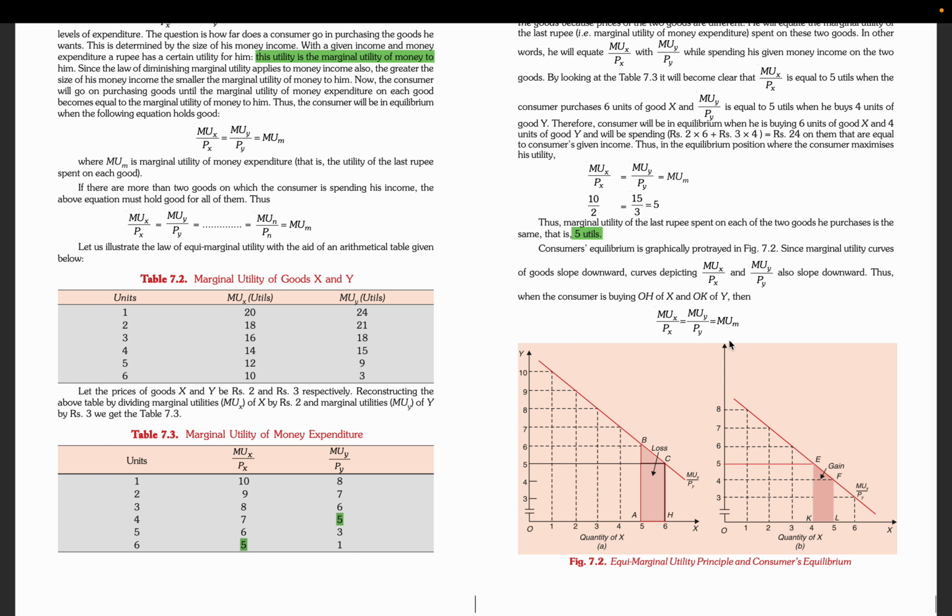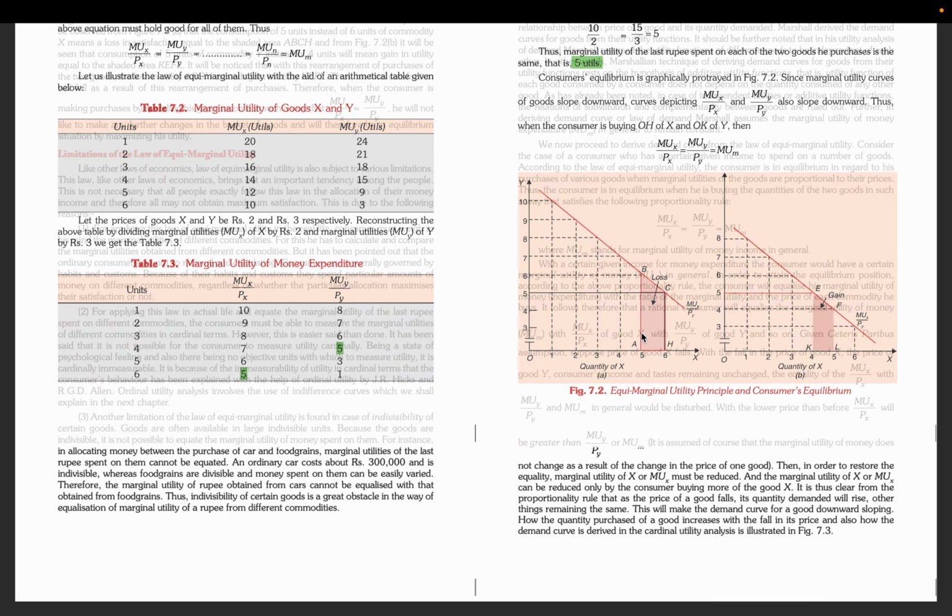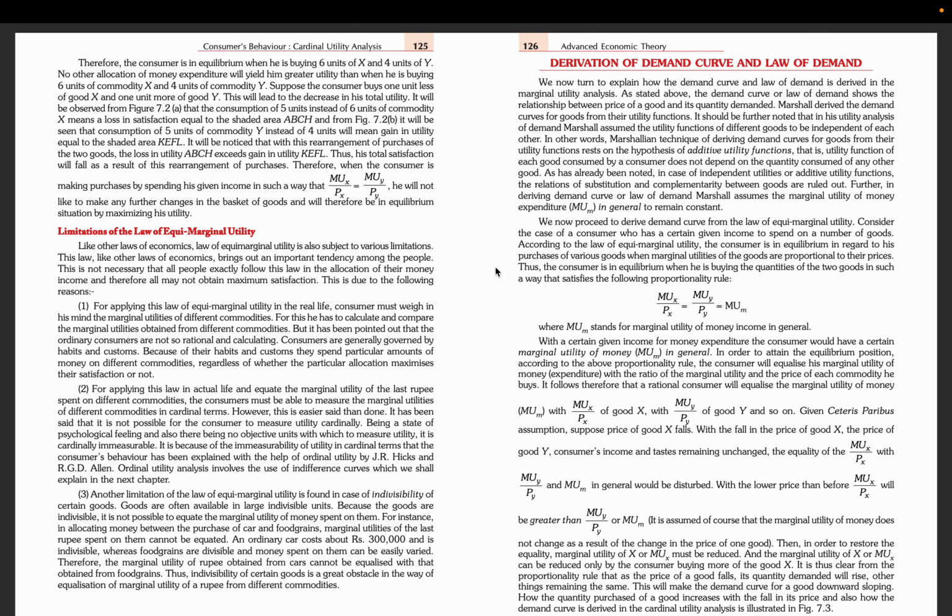That's the point where both of the marginal utilities of money income spent on that particular good are equal. Therefore, the consumer is in equilibrium when he is buying 6 units of good X and 4 units of good Y. No other allocation of money expenditure will yield him greater utility than when he is buying 6 units of good X and 4 units of commodity Y. Suppose the consumer buys 1 less of good X and 1 unit more of good Y. This will lead to a decrease in total utility.